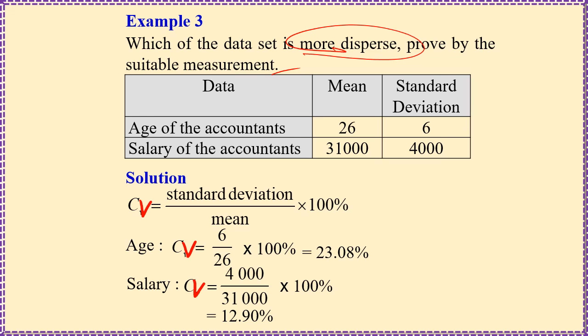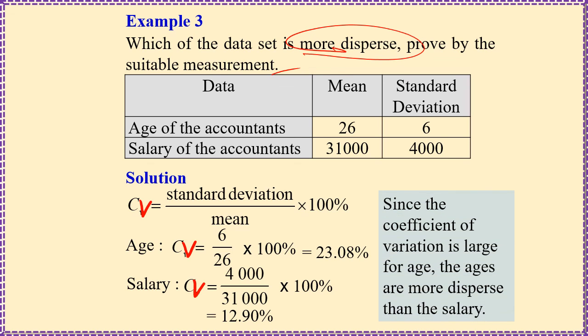So which one is more dispersed? The larger value will be more dispersed. If not, then it will be concentrated. A smaller value will be concentrated, less dispersed. So the answer will be the age of the accountant. So since the coefficient of variation is larger for age, the ages are more dispersed than the salary. So we have to make this conclusion for statistics.